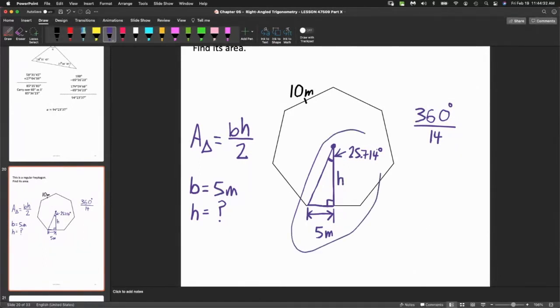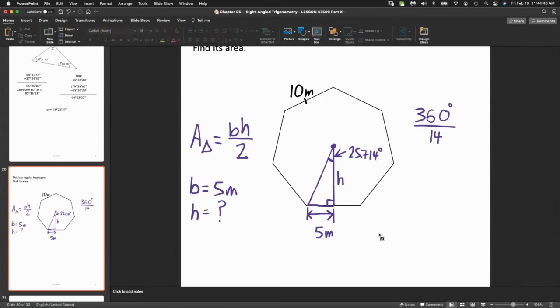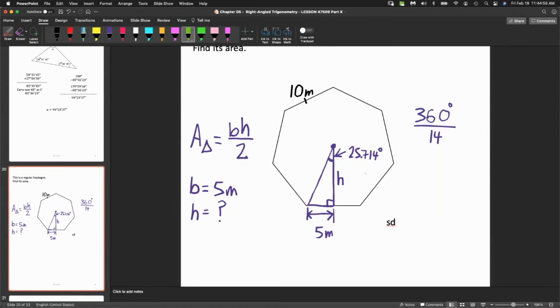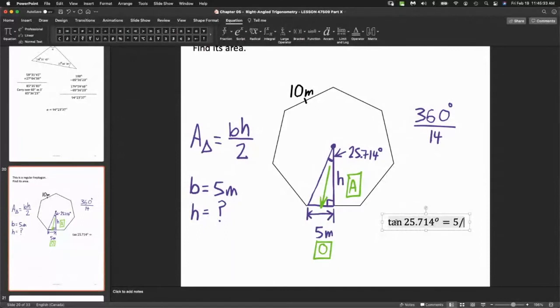Well, guess what, my friends? We have a right angle triangle, and you can use trigonometry, my friends. Look at that. So let me type that part out over here. What you can do is label the triangle. If this is the angle, then this one is opposite, and this one is adjacent. And yes, Zifeng, you are correct, my friend. You're going to use tan. So tan of 25.714 is equal to 5 over h.